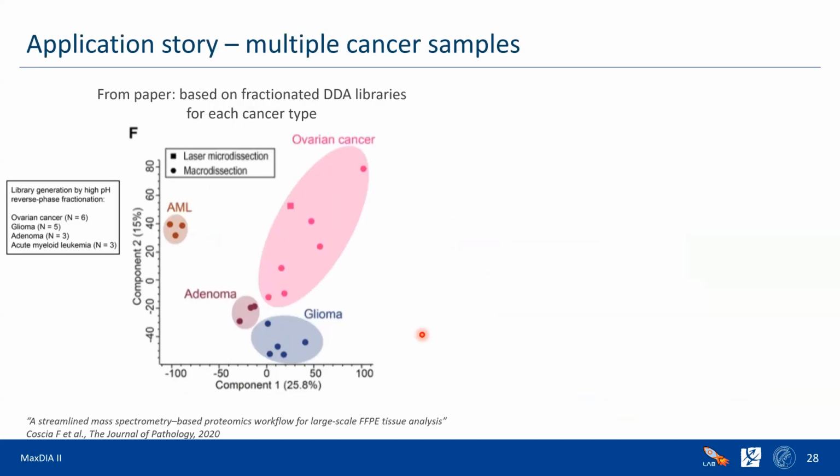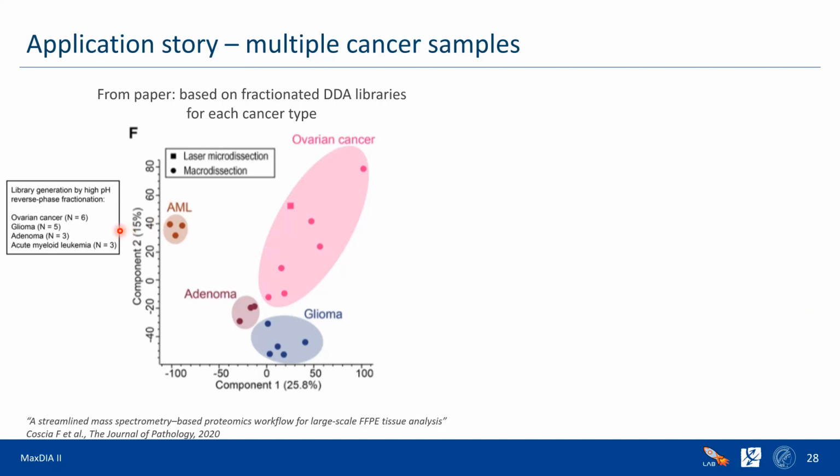Okay, and one story which I found extremely useful, and it really shows the power of the discovery library, the in silico predicted library, in the case of DIA. This is an example I called multiple cancer samples. In this article, researchers measured several cancers. In this case, it was just four cancers: ovarian cancer, glioma, adenoma, and acute myeloid leukemia.